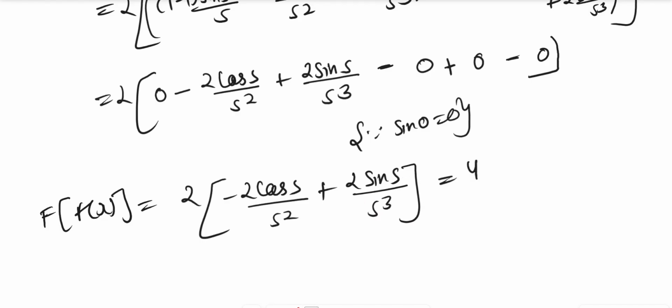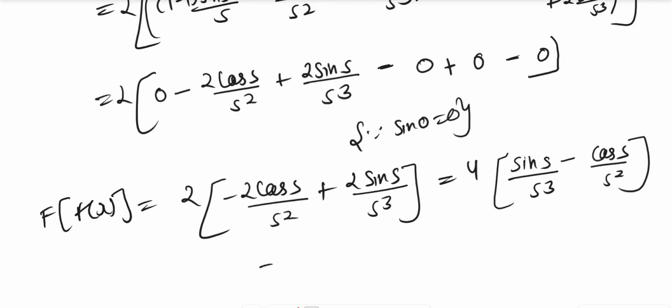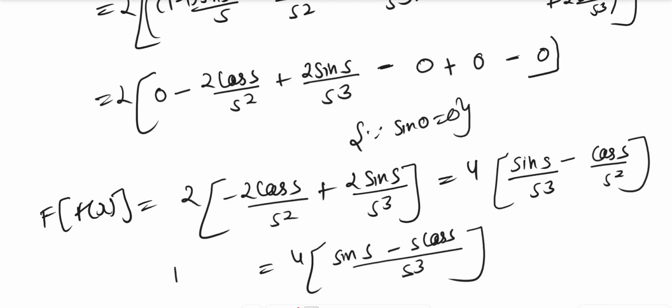Take 2 common, it is 4 in bracket. Write the positive term first, which is sin s divided by s cube minus cos s divided by s square. To balance this, take the LCM: 4 (sin s minus s cos s) divided by s cube. So this is the final answer for the Fourier transform of the function f(x).